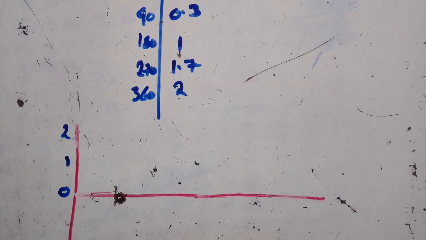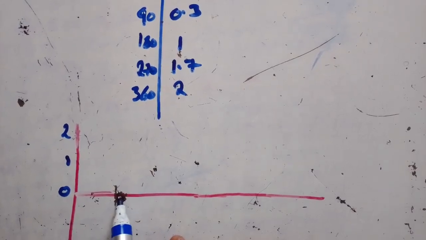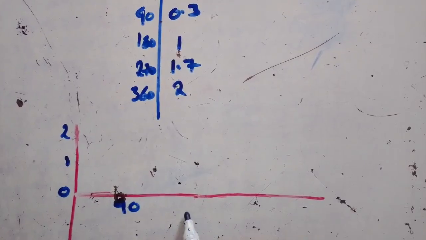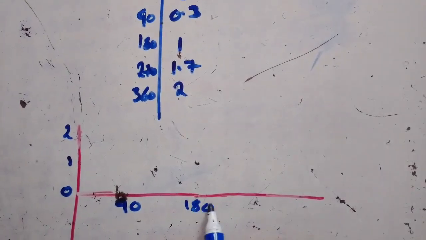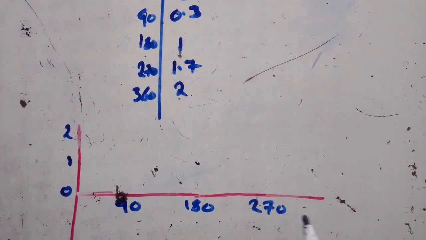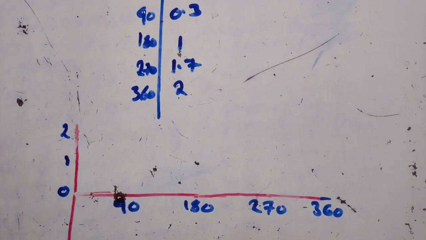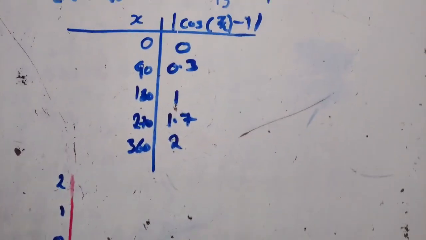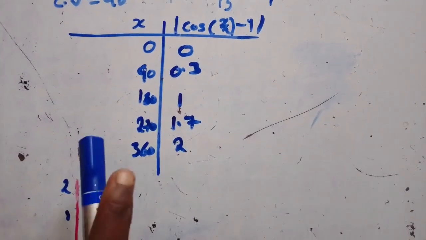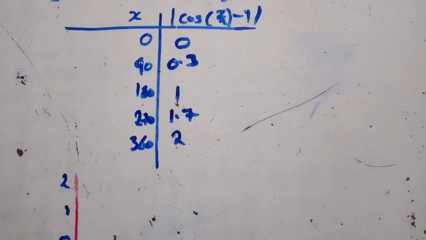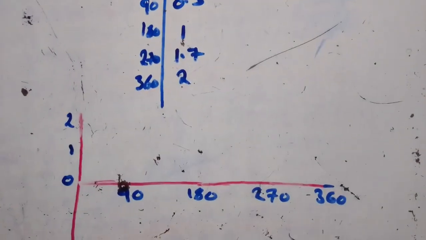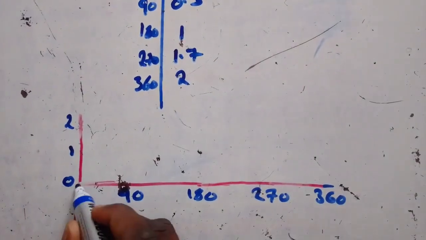So we have 90. After 90, there is 180, then 270. The last one is 360. Okay, then you start graphing. The first point is 0, 0. So where is 0, 0 on our graph? It is here. We have 0, 0 here.